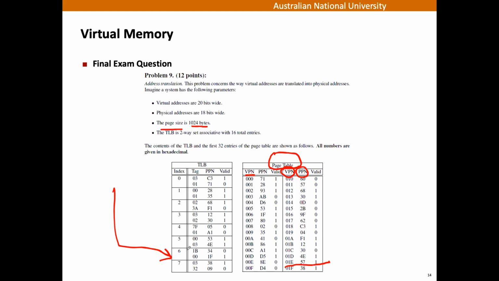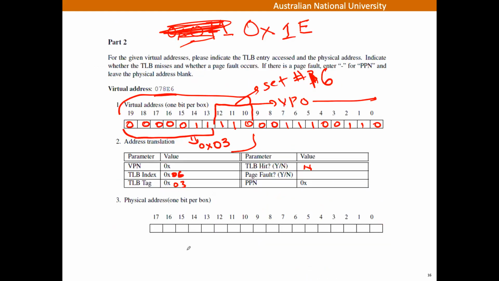Is it a valid entry? So do we have a page fault or no? What is a page fault? A page fault is when the page is not in memory. It's residing on the next level storage, because we don't have enough memory. But it seems like this page is in memory because the valid bit is 1. This is a valid translation. There is no page fault.